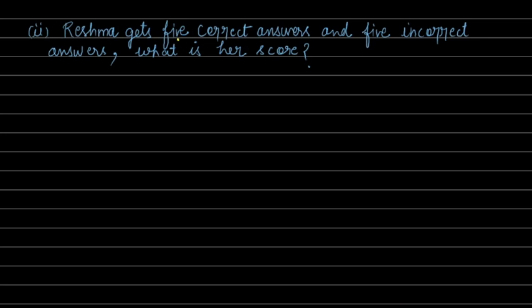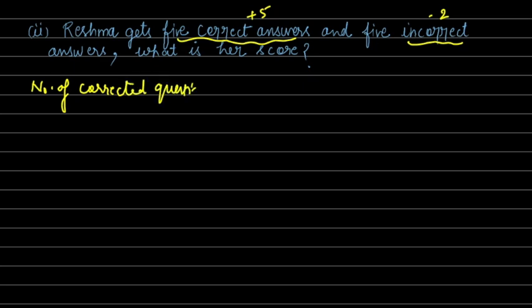Reshma gets 5 correct answers and 5 incorrect answers. What is her score? So 5 plus 5, 10. It means she has attempted all the questions. So it will never be 0, because for a correct answer we are giving plus 5 and for an incorrect answer we are giving minus 2. Okay, so let's see. Number of correct questions.